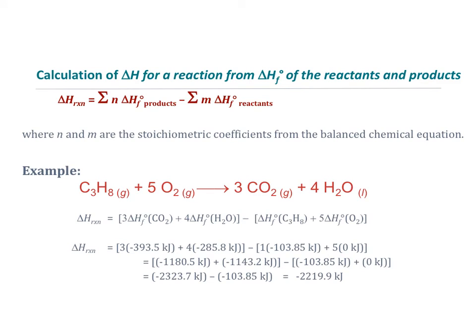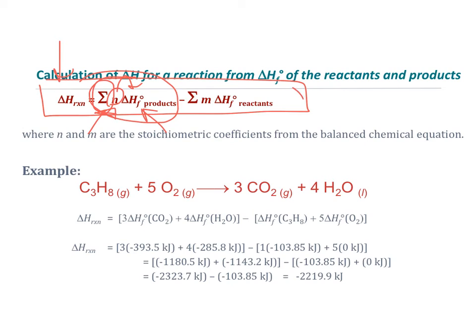All right, so the formula to calculate enthalpy of reaction from enthalpy of formation is the sum of enthalpy of formation of all the products, and this N just means you have to take into account the coefficients in the balanced reaction. So if there are 2 of a certain product, you need to multiply the delta H of formation by 2. So anyway, the sum of all the enthalpy of formation of the products minus the sum of all the enthalpy of formation of the reactants.